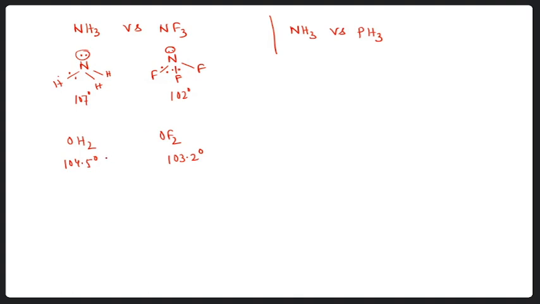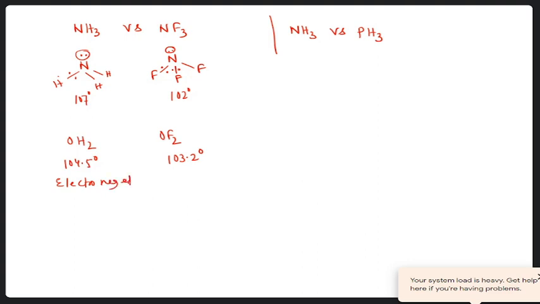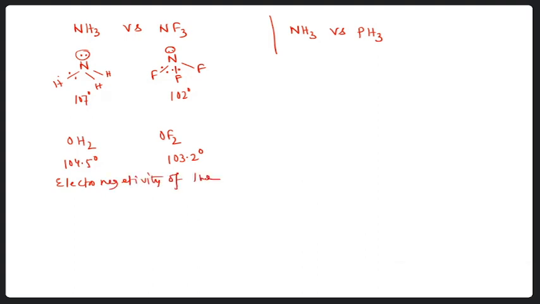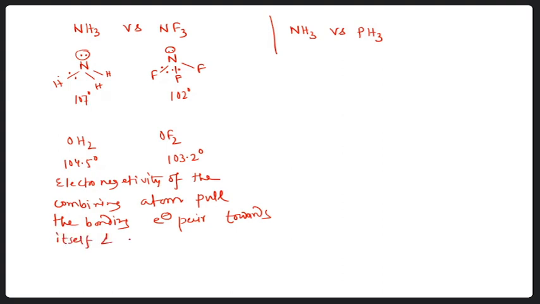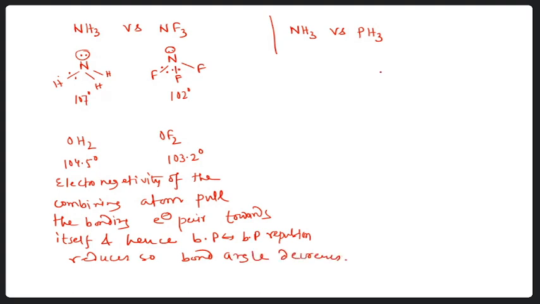So this is the reason. What is the reason? Due to electronegativity, the electronegativity of the combining atom pulls the bonding electron pair towards itself, and hence BP-BP repulsion reduces, so the bond angle decreases.